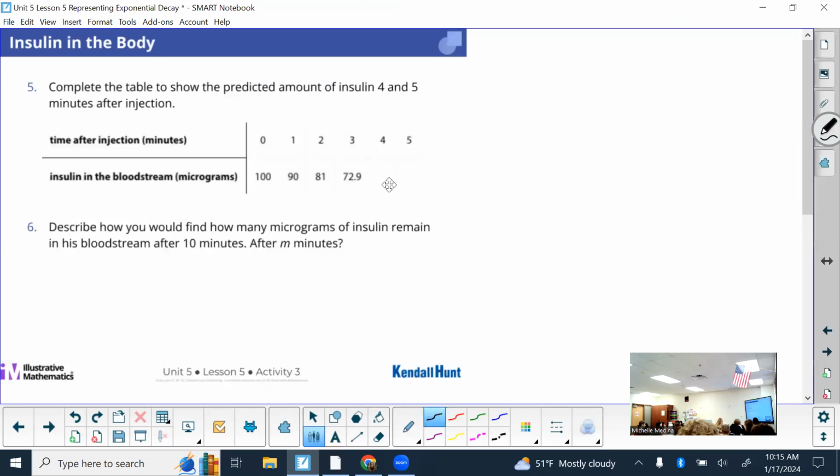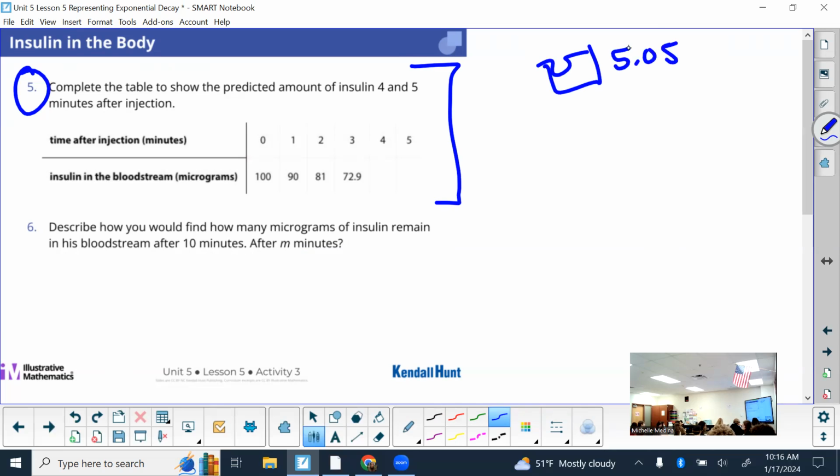I'll make sure to go over it in about 5 minutes, which is a ton of time. Do your practice in the meantime, once you've attempted this one. So attempt, and then your practice is a 5.05 in Schoology.